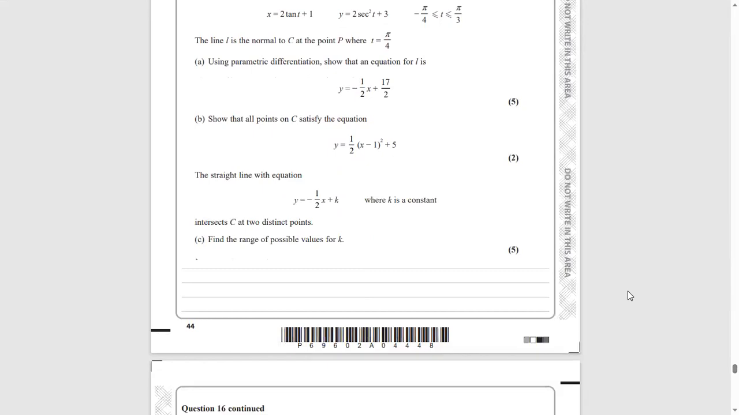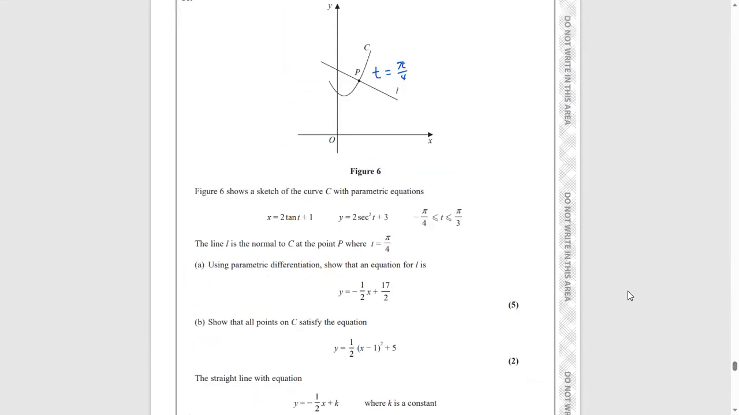To answer this question, we're going to have to differentiate these two parametric equations. Remember, we want to find the equation of the normal line. Remember that the gradient of a normal line is perpendicular to the gradient of the tangent line, and the gradient of the normal line is the negative reciprocal of the gradient of the tangent line. So our first step is to find the gradient of the tangent line, this tangent there, and then we can take the negative reciprocal to get the gradient of this normal line.